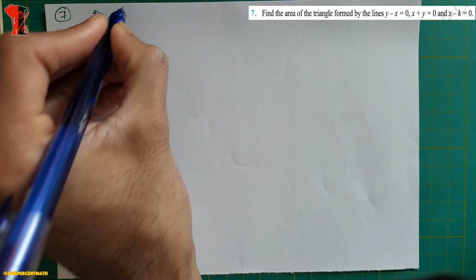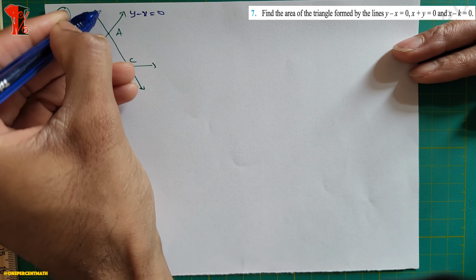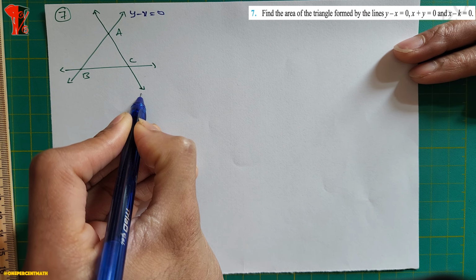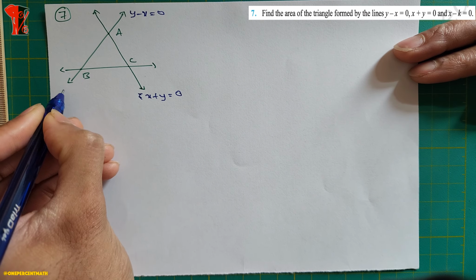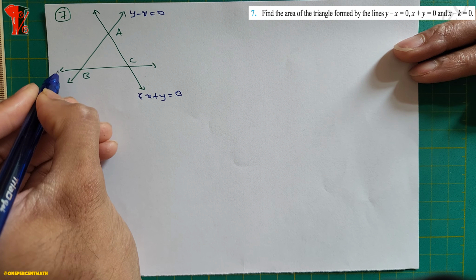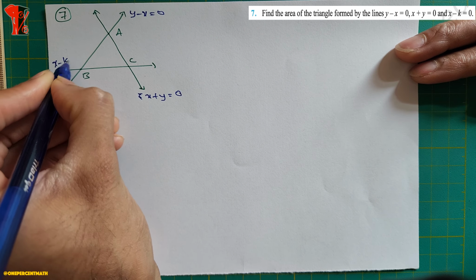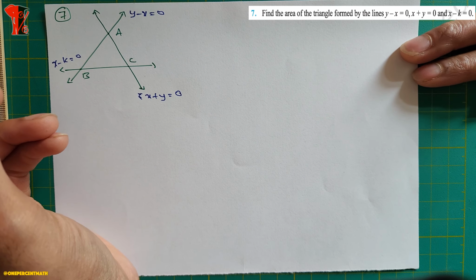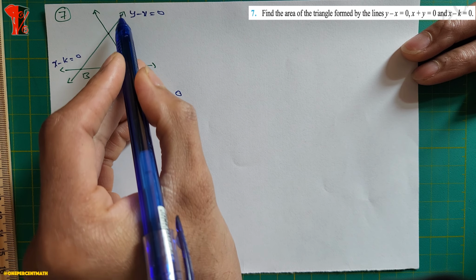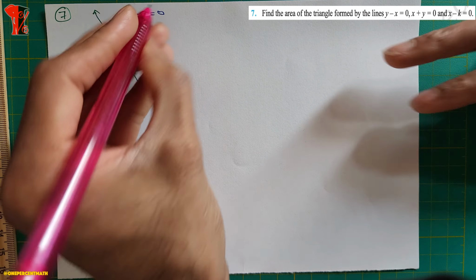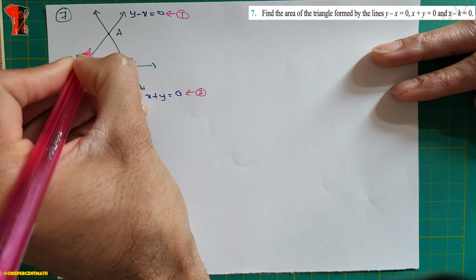Let us take the equation of this line as y minus x is equal to 0 and the equation of this line as x plus y is equal to 0, okay? So 2 lines are over and the third line, okay, this is the third line. So we take the equation of this as x minus k is equal to 0. Okay, we need to solve the equations one by one. Let us label these equations. Let me take this as equation 1, this as equation 2, and this as equation 3.